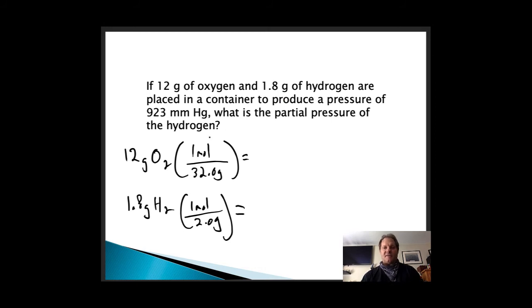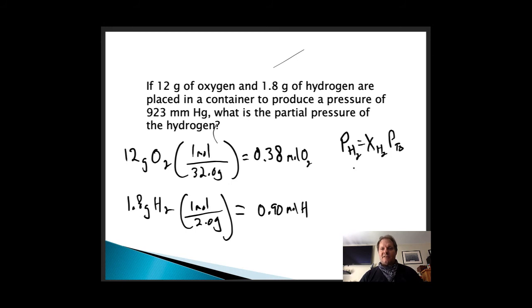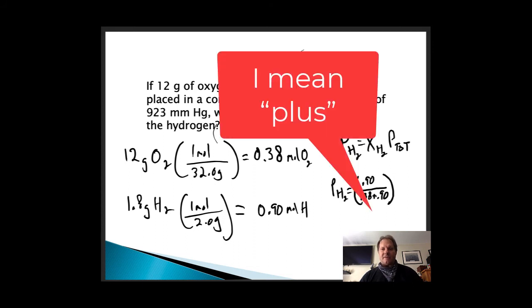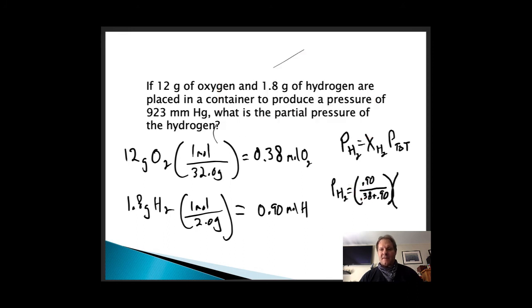So my first step here is to figure out how many moles of oxygen and hydrogen are present. I have 0.38 moles of the oxygen. I have 0.9 moles of the hydrogen. So my pressure of hydrogen equals the mole fraction of hydrogen times the total pressure. My mole fraction is equal to moles of the hydrogen divided by total moles. So 0.90 divided by the quantity 0.38 plus 0.90. Then I'm going to multiply that by the total pressure, which is 923.